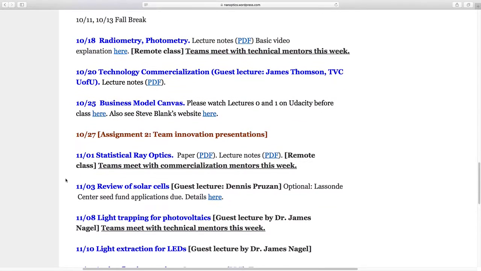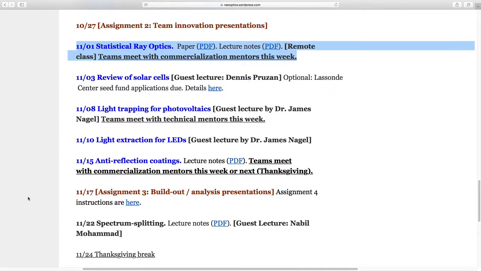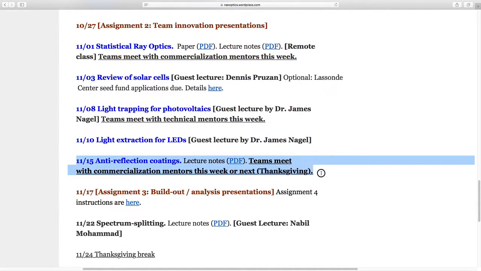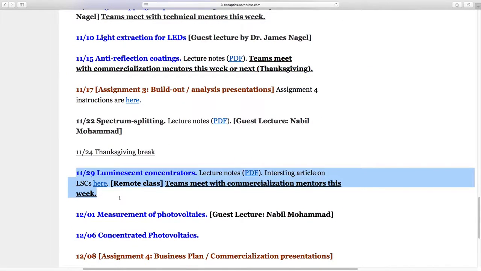The commercialization mentors, you will meet with them starting the first week of November, because that's when you start thinking about the business plan and things like that. Again, 1 hour, and you have to schedule it. You have another meeting the second week of November, and one last meeting on the last week of November. It's important that you do this because I'm going to ask them for feedback for grading.